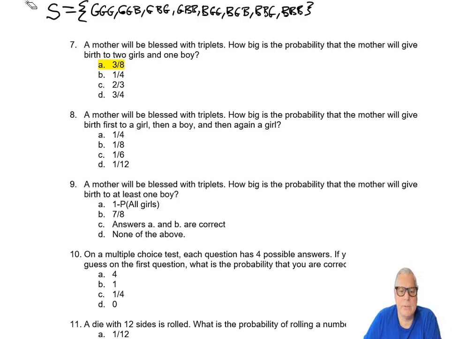A mother will be blessed with triplets. How big is the probability that the mother will give birth first to a girl, then a boy, and then again a girl? Oh, okay. So that is only one of the 8. So girl, boy, girl. There's only one sequence. So that's 1 over 8.